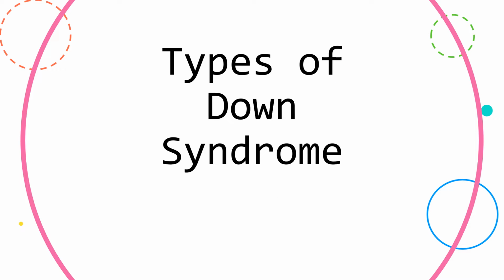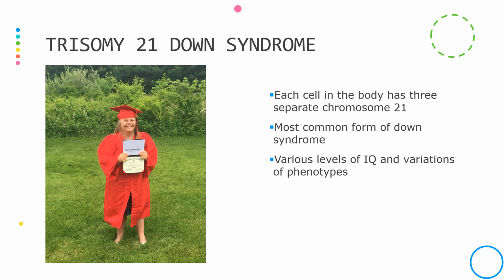There are 3 types of Down syndrome. Trisomy 21 Down syndrome is when each cell in the body has 3 separate copies of chromosome 21. This is the most common form of Down syndrome, and there are various levels of IQ and variations of phenotypes associated with this syndrome.